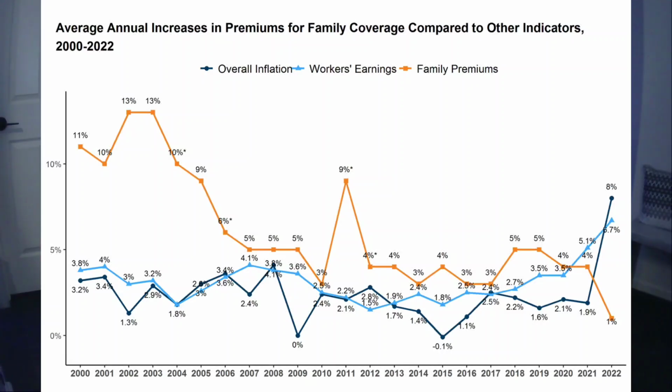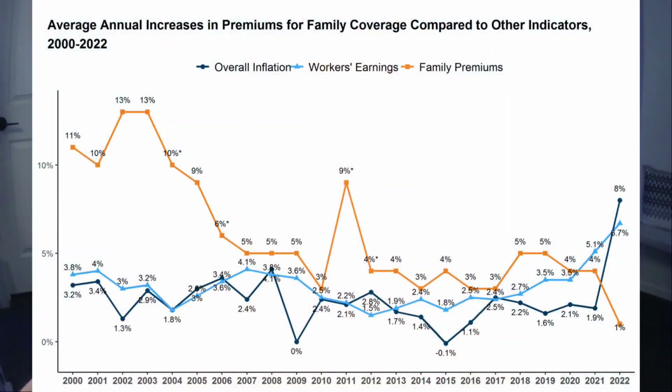So that purple line that you see there, that is the family premium. So that's really tracking medical inflation. So how much did family premiums increase year over year, every year? So back in 2000, the increase was 11%, and that went up and down and up and down and up and down, and kind of came down to around 5% in 2019, and then plummeted down to nearly 0%. I believe it was 0.9% in 2022, which was well below overall inflation.